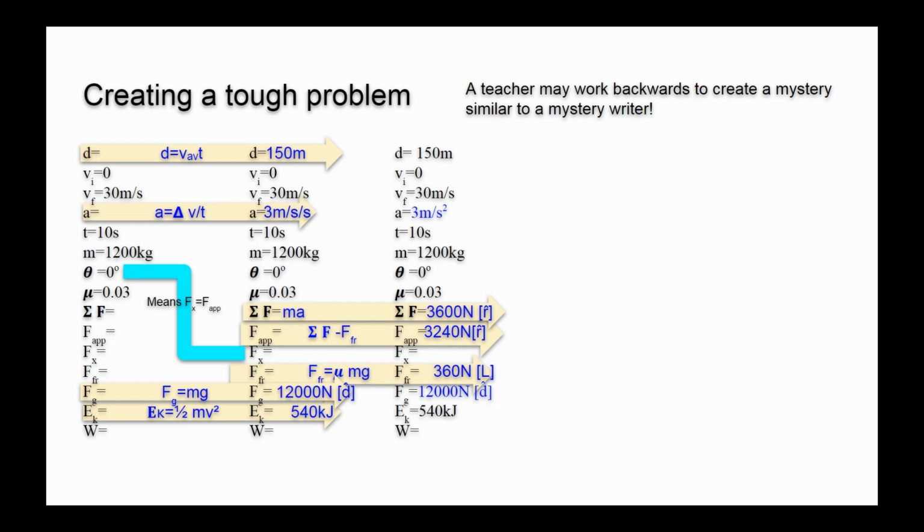The applied force is going to be the total force minus the force of friction. And the x force, remember, is going to be the same, being without an angle. We can even state by conservation of energy that the work is the kinetic energy and it's 540 kilojoules. So look at that. I've almost completely filled everything in 2 steps.